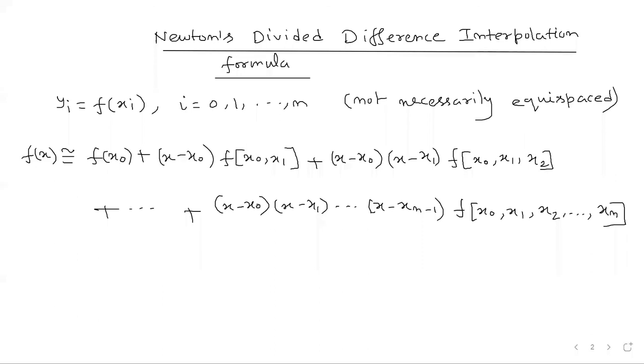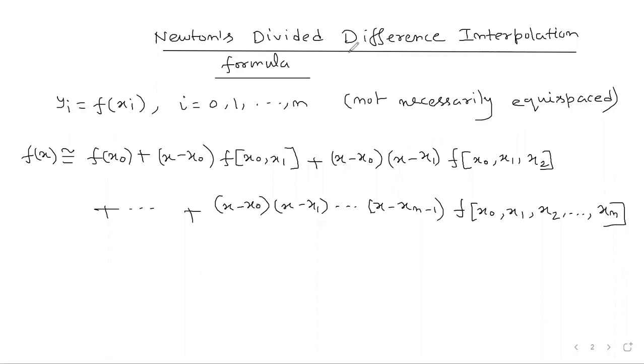Now let us see how to apply Newton's divided difference interpolation formula. Suppose n plus 1 data points are given, which are given by yi equal to f of xi for i equal to 0 to n. And here I have written, this is not necessarily equispaced.